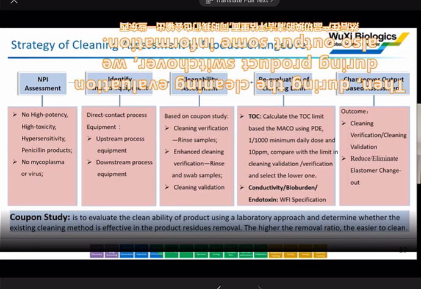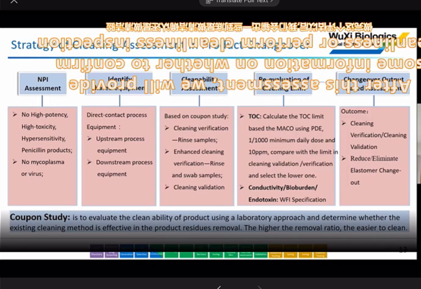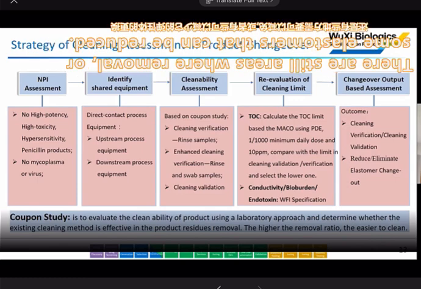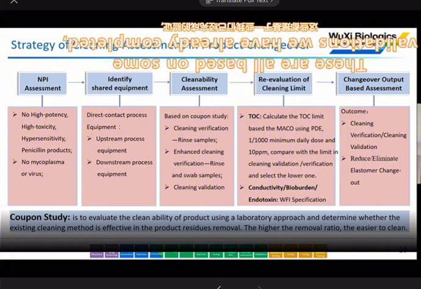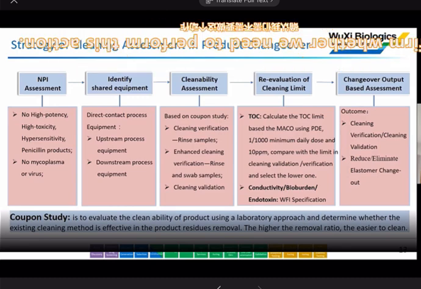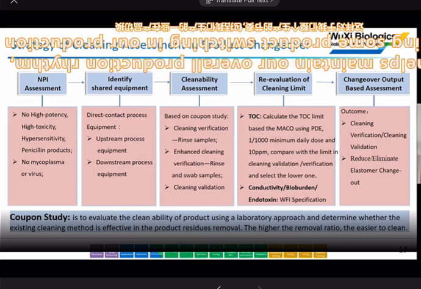We execute this during product switching. This ensures that the previous batch won't be carried over to the next, which leads to cross-contamination, including conductivity and bioburden. Endotoxin is basically required to be implemented according to WFI standards. Then, during the cleaning evaluation during product switchover, we also output some information. After this assessment, we will provide some information on whether to confirm cleanliness or perform cleanliness inspection.